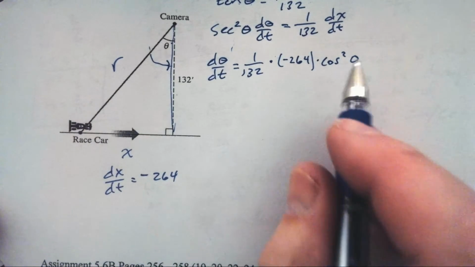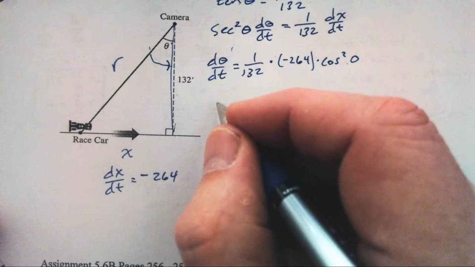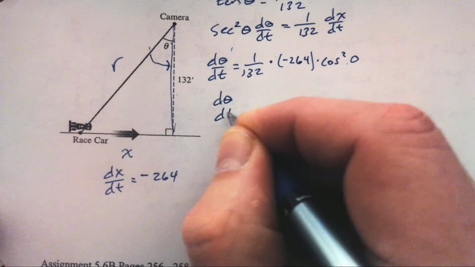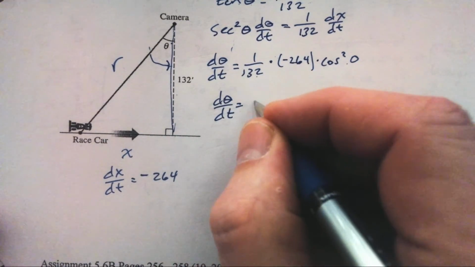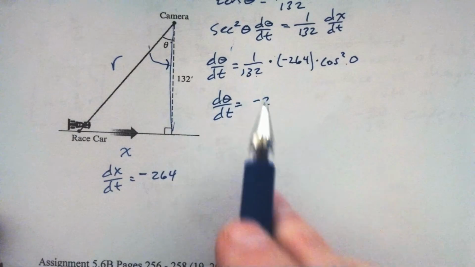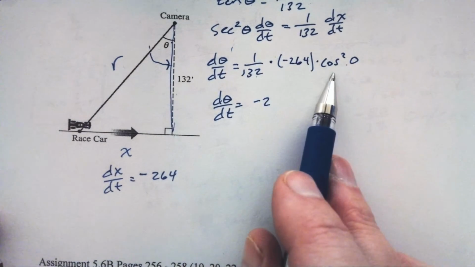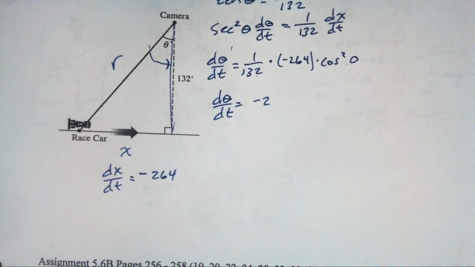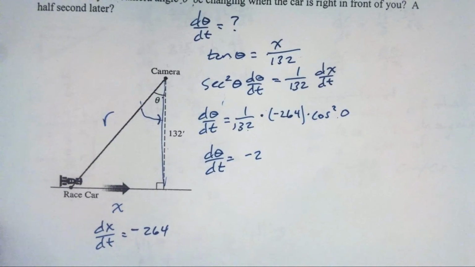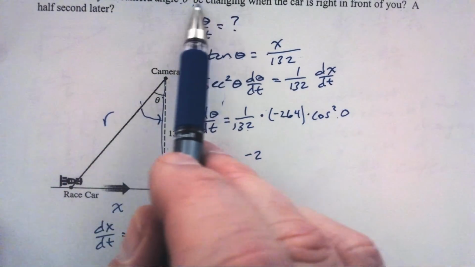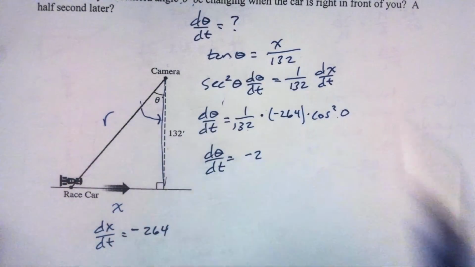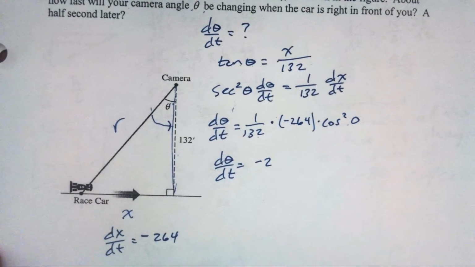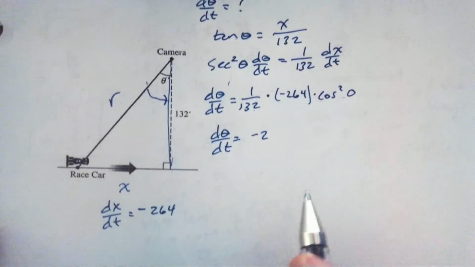And what is the cosine of 0? The cosine of 0 is 1. So d theta dt equals, conveniently, negative 2 times 1. Now I have to answer the question. That's going to be a radian measure. About how fast is the angle theta changing? So changing, I want to include that negative because theta is getting smaller.